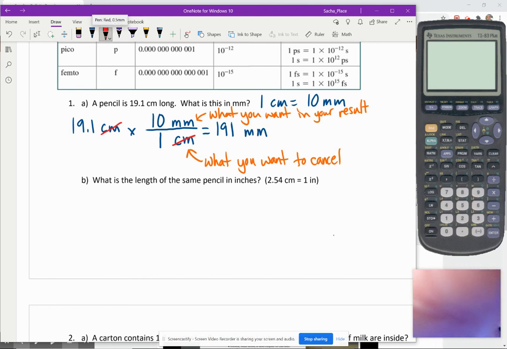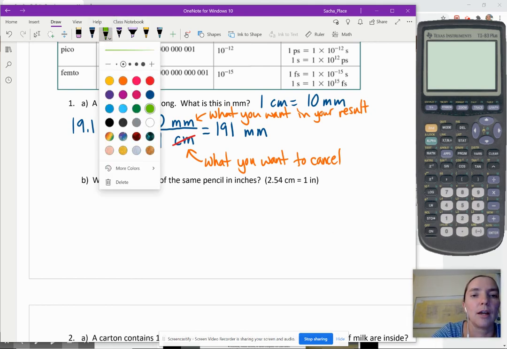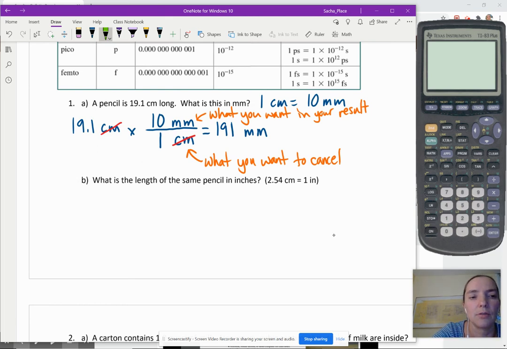Whenever I get to the end of a question, I want to also check that I have the right number of significant digits or significant figures. So I have to go back and look at all the numbers that went into my problem. So 19.1 went into my problem. That has 3 sig figs.